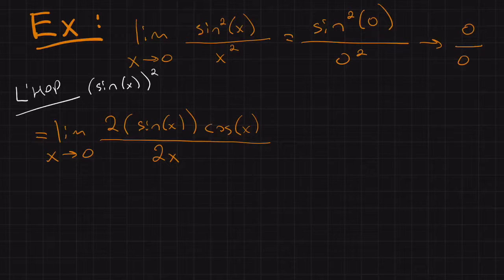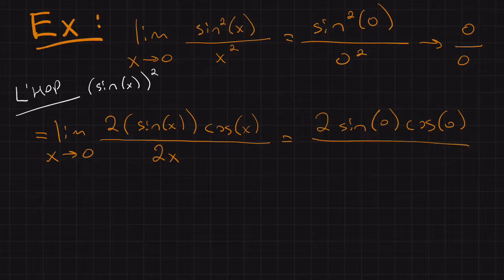Now we try direct substitution again. I plug in 0 for the x's. In the numerator, sine of 0 is just 0. So that means that 2 times 0 times 1 would be 0. And then in the denominator, 2 times 0 is 0. Once again, we get indeterminate form. That means L'Hopital's rule can apply again.